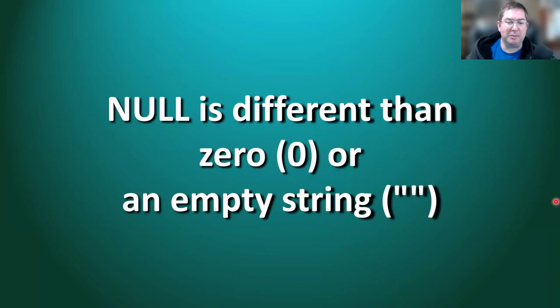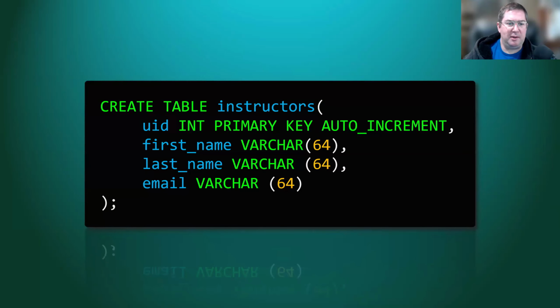Now, null is different from zero or your empty string, in that zero and empty strings are values. And if you put those into the table, they represent something specific. Null signifies the absence of any value, whether it's numeric, text, date, or otherwise. And it means you haven't set the value there yet. So let's take a look. This would be the create table syntax for our instructors table.